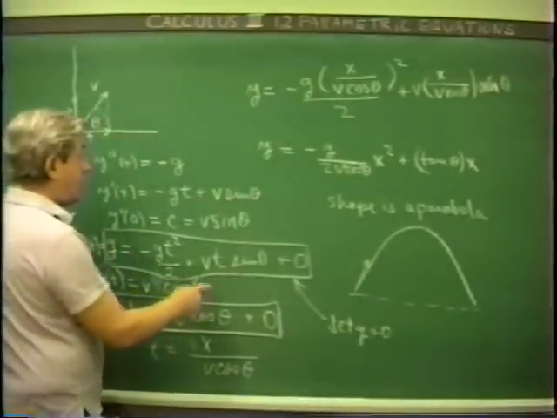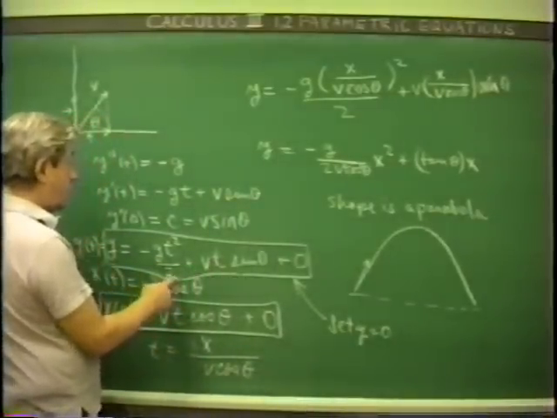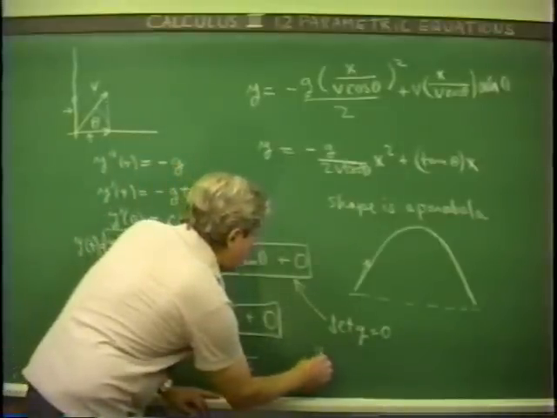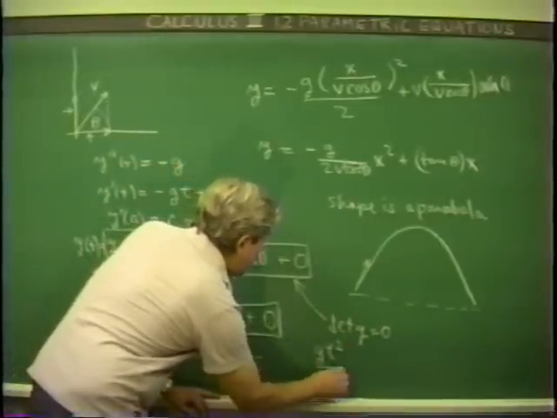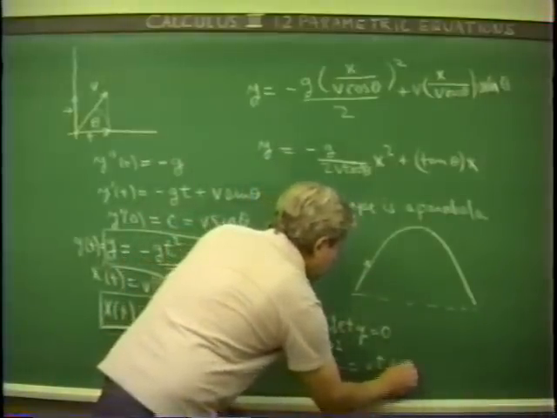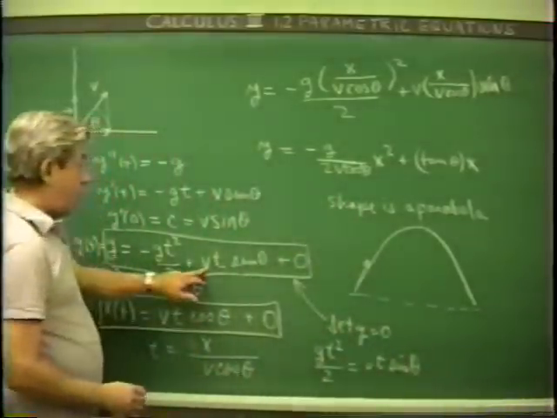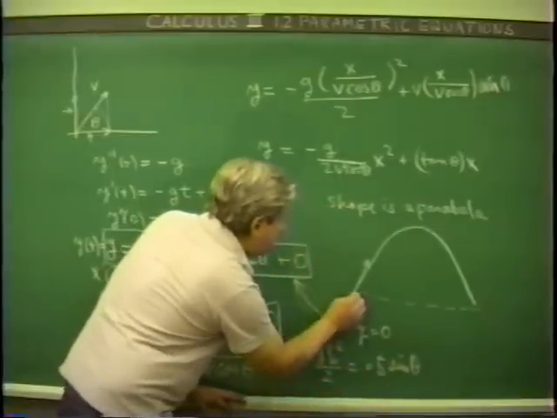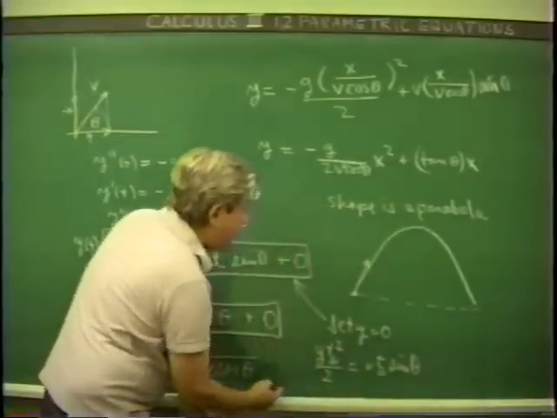Setting y equal to zero here and solving for t will tell you when this hits the ground. There will actually be two solutions to that. What do we have? We have that g t squared over 2 equals v t sine theta. We can divide this by t if t is not equal to zero. t equals zero is one position when y is zero.